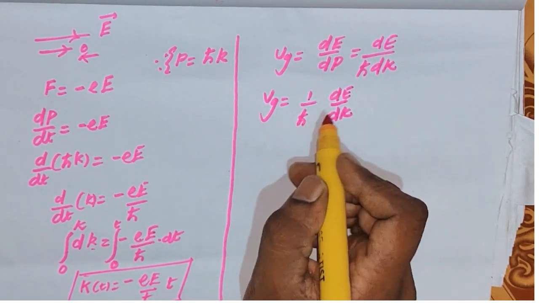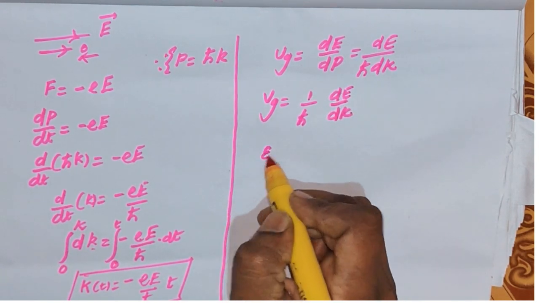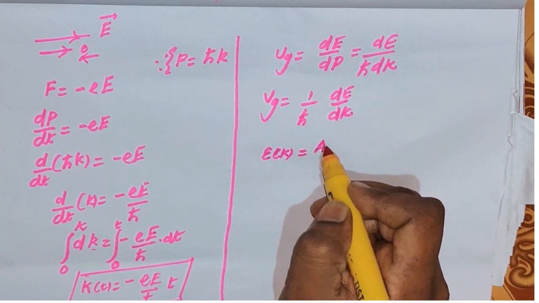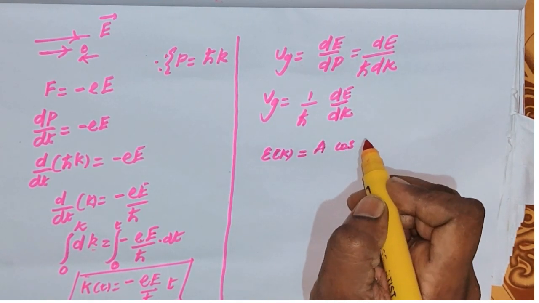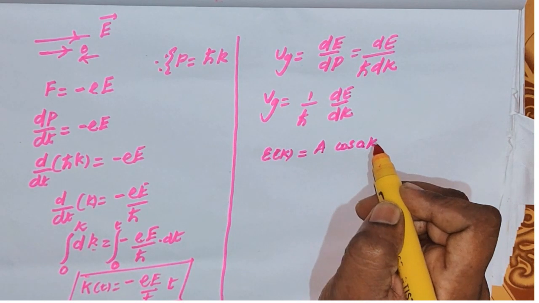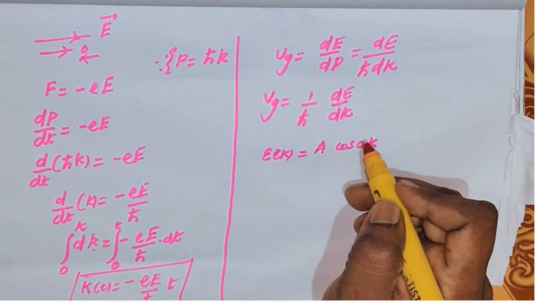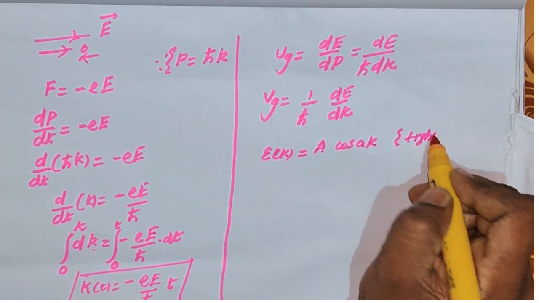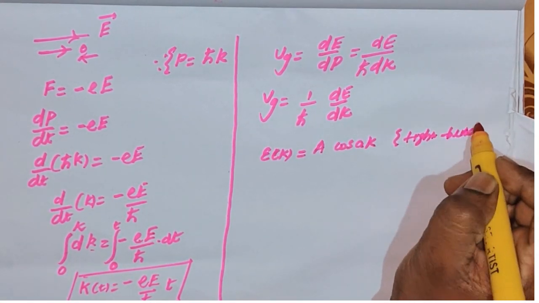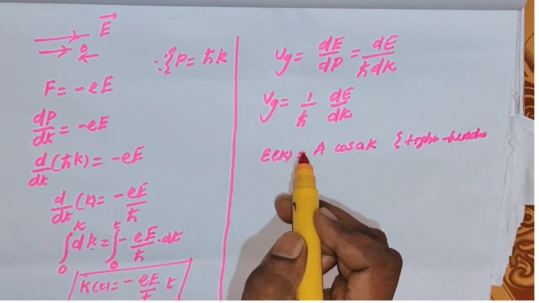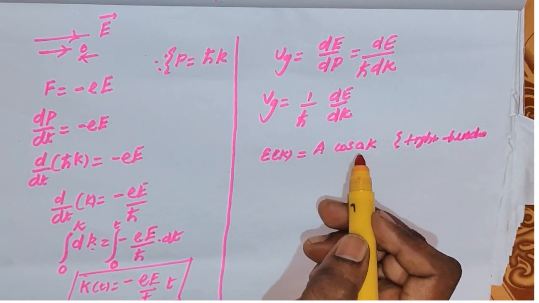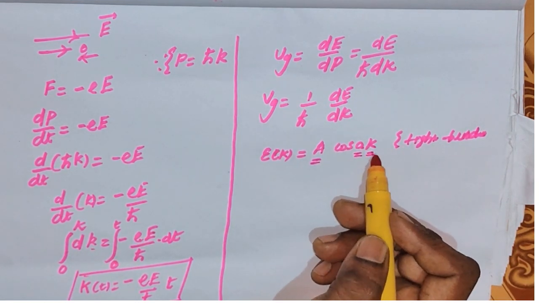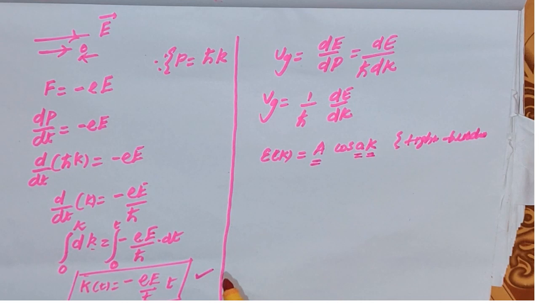Now we know the energy dispersion relation E of k should be equal to some amplitude times cos ak, or you can take sin ak. It's from the tight binding model. What is the energy dispersion relation of the electron inside the crystal? a is the lattice parameter, capital A represents some amplitude, and k represents the wave vector of the electron.